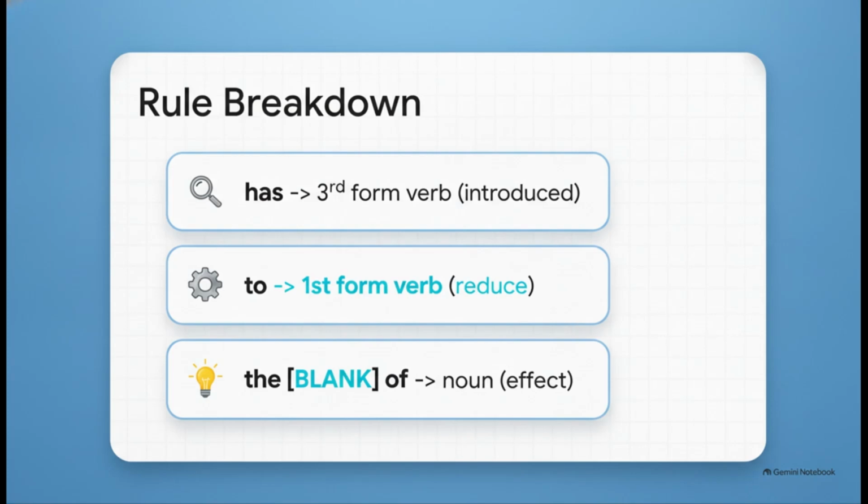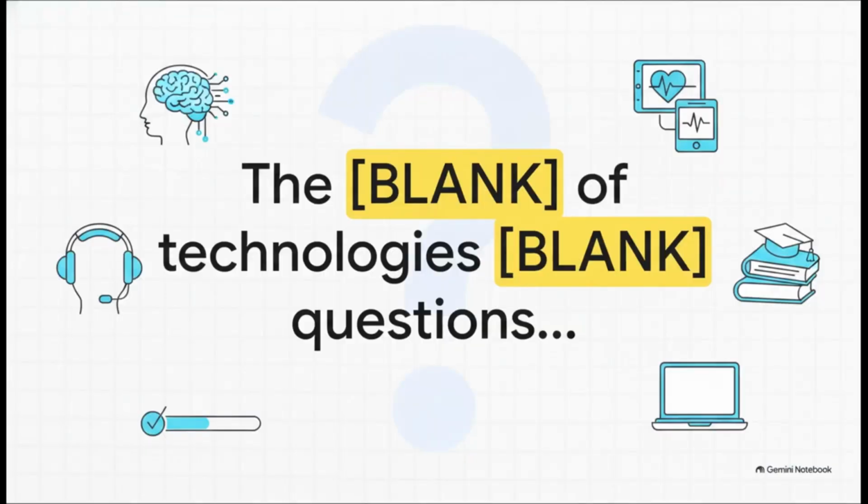We saw has. Rule 3 says has demands an adverb, so the answer is introduced. We saw to. Rule 1 says to needs a base verb. The answer is reduce. Finally, a blank between the and of simply must be a noun. The answer is effect. Look at that. We found 3 correct answers in about 10 seconds without even caring about the deep meaning of the paragraph. That is the sheer power of knowing these patterns.